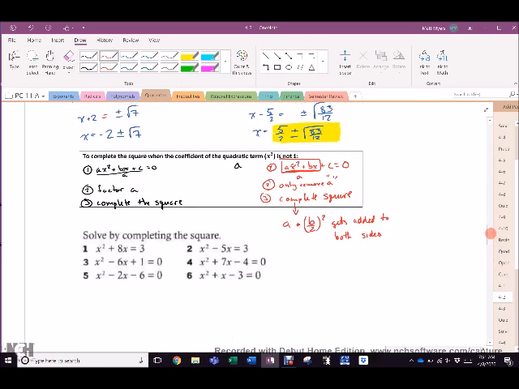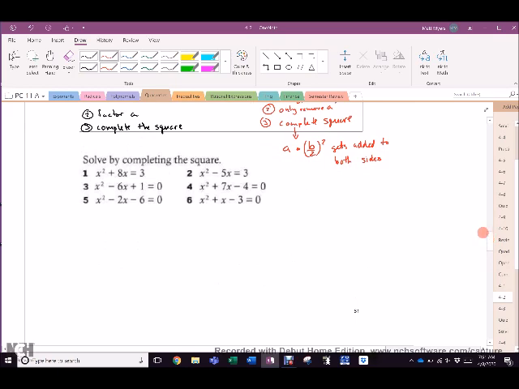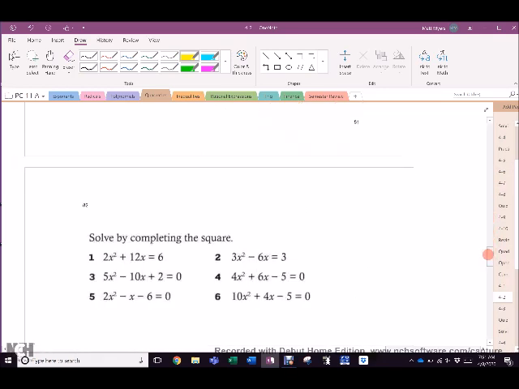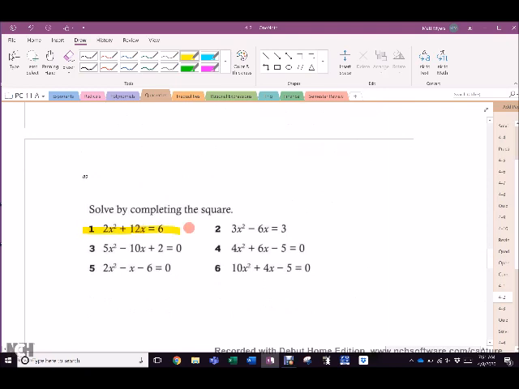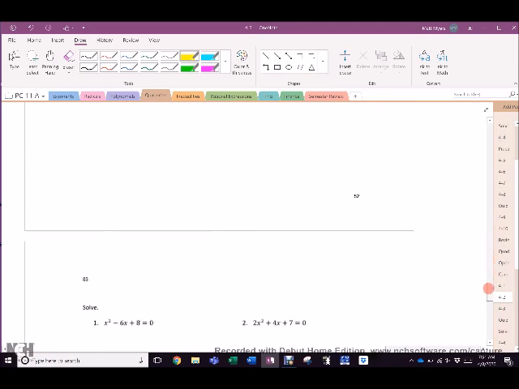Actually, that's not very fair. I'm going to do 1, 2, 3 of this and leave you with 4, 5, 6. And then I'm going to do 1, 2, 3 here and leave you with 4, 5, 6. And then page 83.